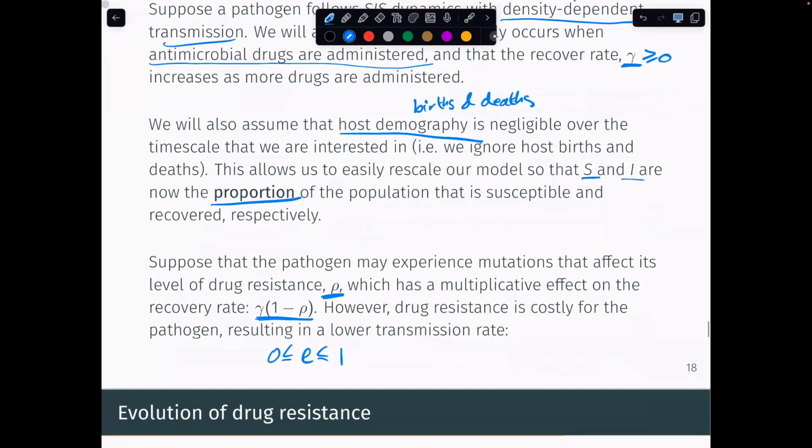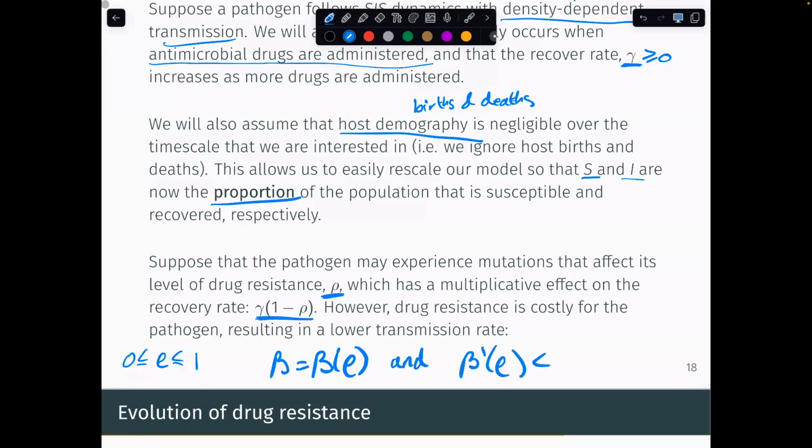We are going to assume, though, that drug resistance has a trade-off. There's a cost here, and we're going to assume that this is a growth cost. So it's kind of the inverse of what was going on before with our virulence. We're now going to assume that our transmission rate is a function of rho. As rho increases, we're going to assume that beta decreases.